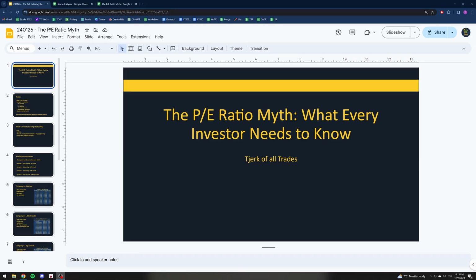The PE ratio is used by a lot of investors to determine if a stock is overvalued or undervalued. The PE ratio is not the holy grail though. You should look at it, but also look at other factors. And today I made a presentation to show you what you should look at when looking at the PE ratio. Let's have a look together.